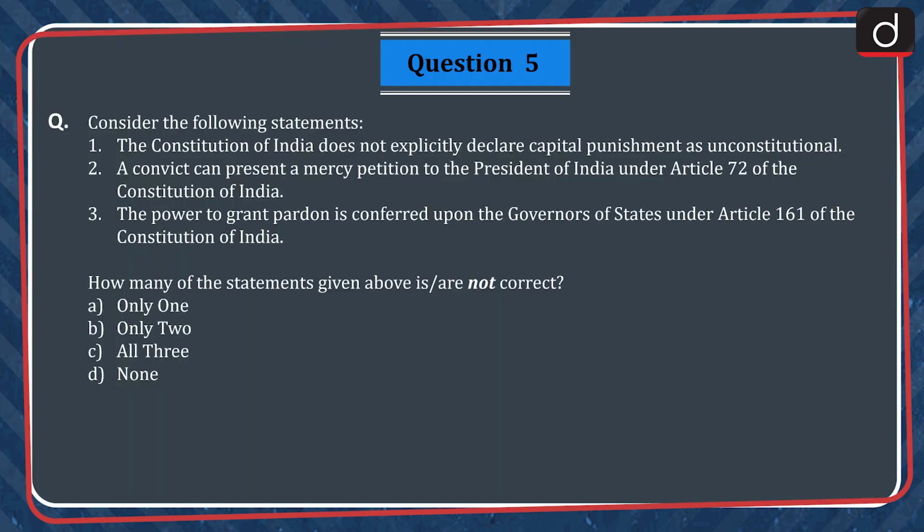Next, consider the following statements. 1. The Constitution of India does not explicitly declare capital punishment as unconstitutional. 2. A convict can present a mercy petition to the President of India under Article 72 of the Constitution of India. 3. The power to grant pardon is conferred upon the governors of states under Article 161 of the Constitution of India. How many of the statements given above is or are not correct? Only 1, only 2, all 3, none. The correct answer is option D, none.